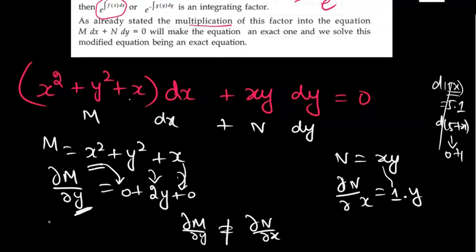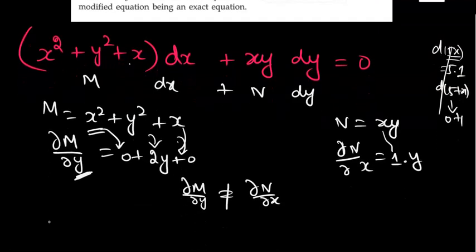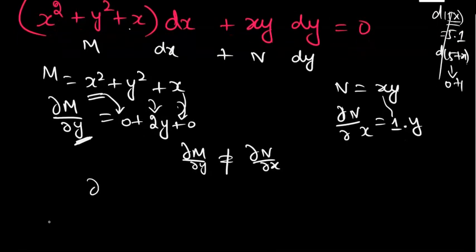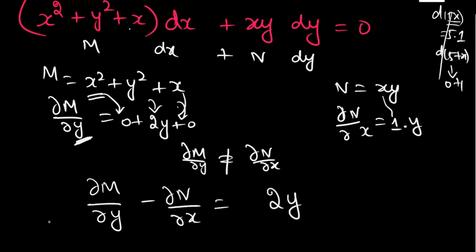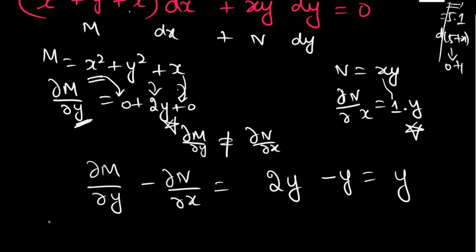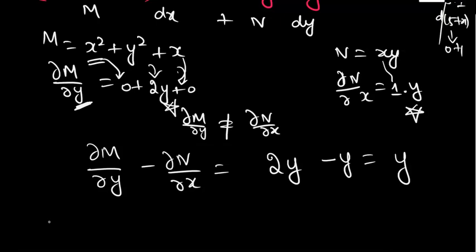Now what we have to do as per the procedure, we are going to find the difference. What is the difference? Del m by del y minus del n by del x. What is your first answer? 2y minus y. This is 2y, right? First answer. Second answer y. 2y minus y is y. Now what we have to check, is this close to m or is this close to n? Now see here, this is m, x square plus y square plus x. What is n? xy. Now obviously it is close to n.